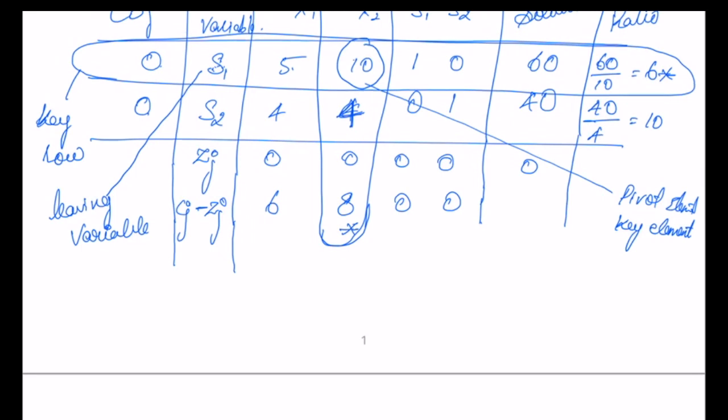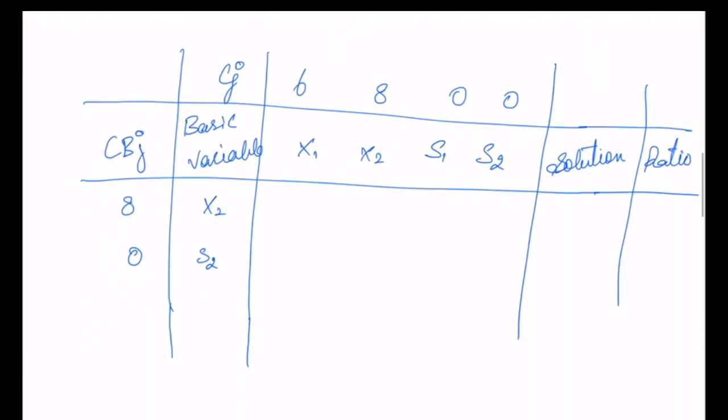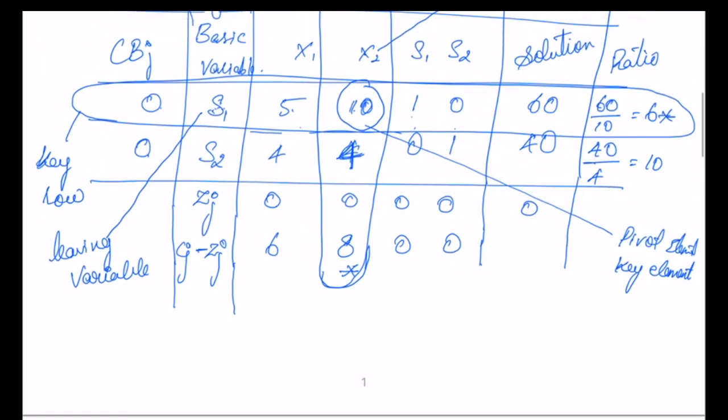Now, our first aim is to make the pivot element 1. That is, we have to make this 10 to 1. That is, we'll divide this first row throughout by 10. Okay, 5 by 10, 10 by 10, 1 by 10, 0 by 10, 60 by 10. Right? This is the first step. We made this pivot element 10 into 1. For that, we are dividing all the elements of the first row by 10.